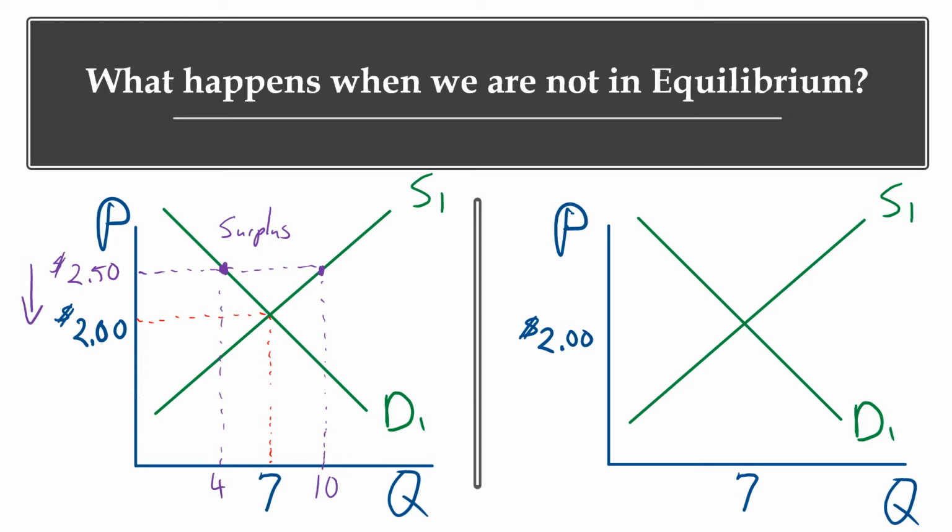But at $2.50, that supplier of ice cream is not going to be able to sell 10 ice cream cones because only 4 are going to be demanded. The only way for the seller to sell all his ice cream cones is to move it to the market clearing price. The market clearing price is another name for equilibrium price. Everyone is satisfied at that price. Everybody who wants an ice cream cone at that price can buy one, and everyone who wants to sell ice cream cones at that price can sell them.